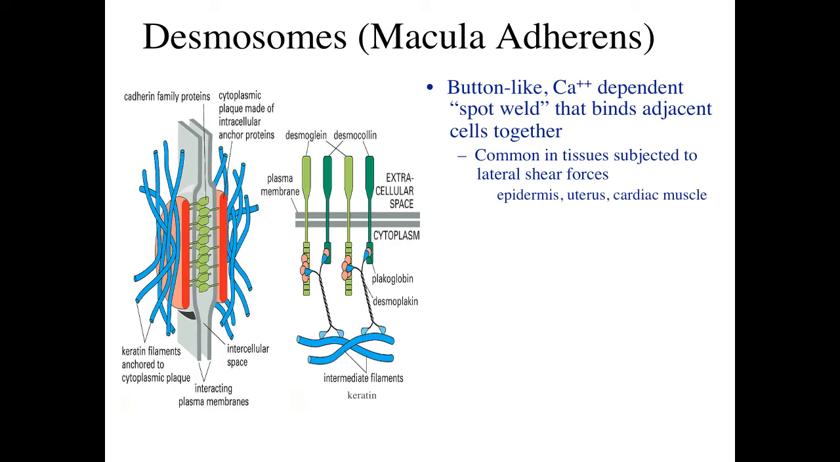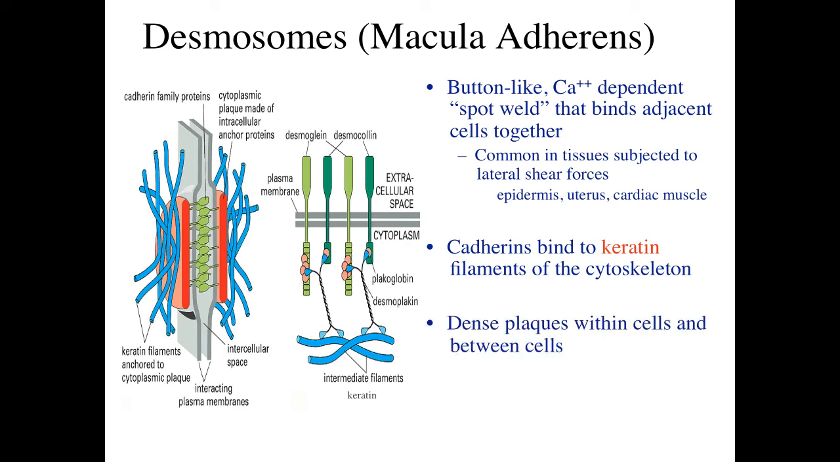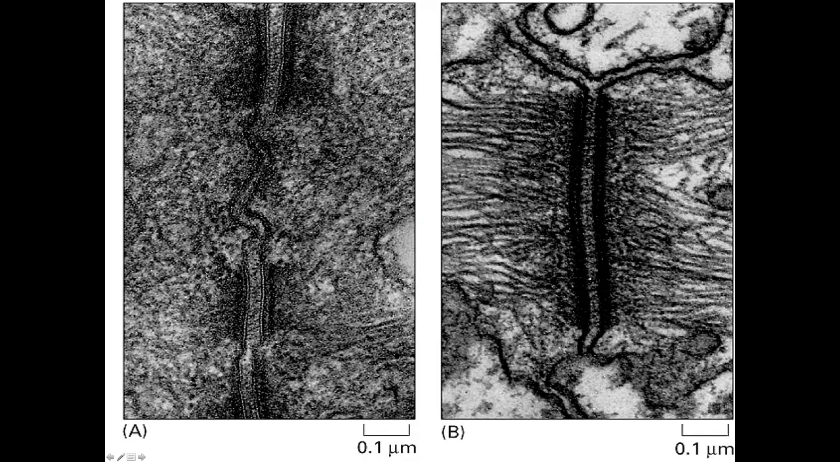So you find them in the epidermis of the skin. You find them particularly in the epithelium of the uterus. You also find a specialized type of macula adherens in cardiac muscle, and we'll talk about that later in the course. Cadherins bind to keratin filaments of the cytoskeleton, and they form these dense plaques within cells and between the cells. And here's exactly what they look like.